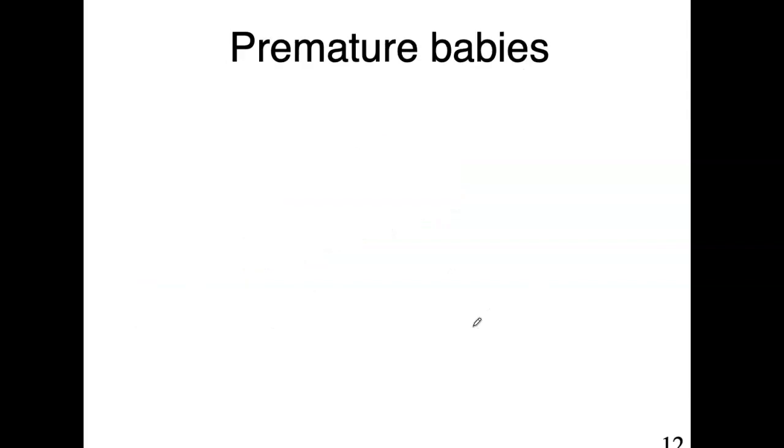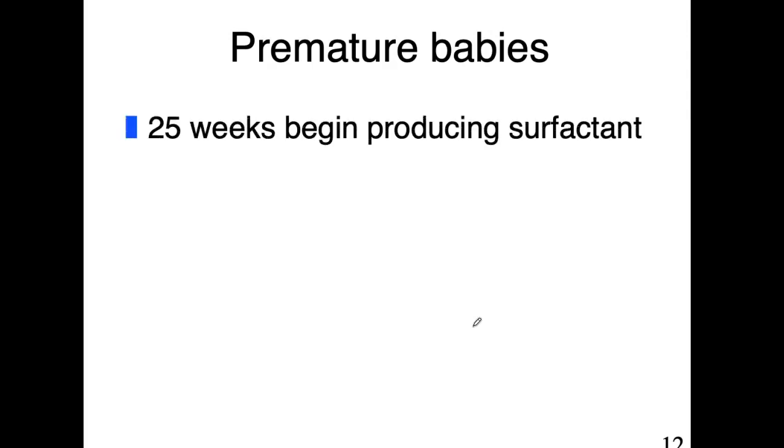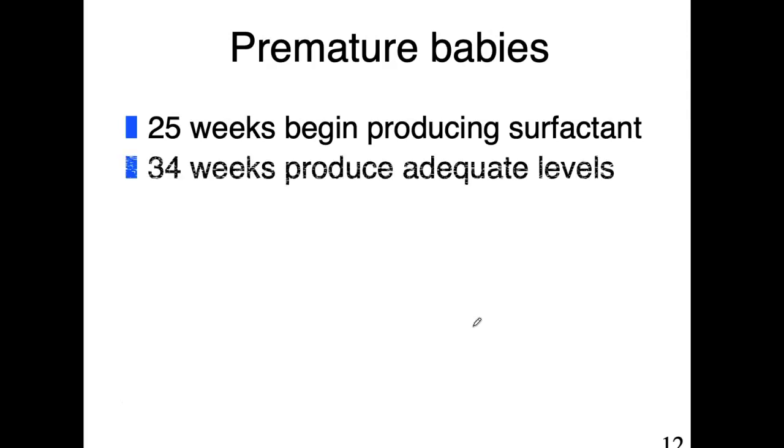This could be a problem in premature babies that are not producing enough surfactant. So it turns out that they begin producing the surfactant at about 25 weeks of gestation. So if they are well beyond that, you know that those little lungs won't collapse. And they'll be fine. Those alveoli won't collapse. At 34 weeks, it's an adequate level. So between that, it's still iffy.